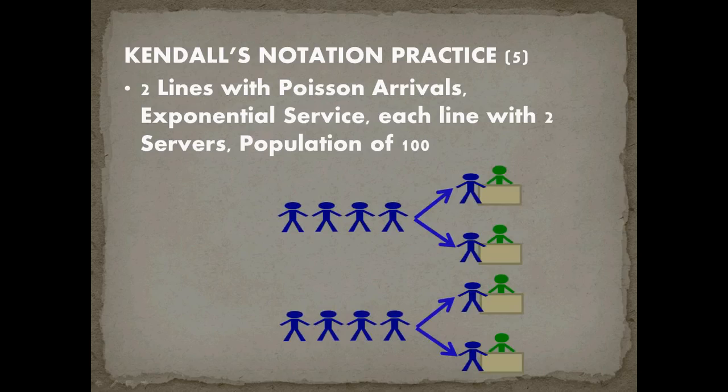So it looks like this. And how would we describe it in Kendall's notation? Well, it'd be 2 MM2s, infinity, and then 100. Since we have the 5th element, a limited population size, we also have to include the 4th element of Kendall's notation, which is saying our queue length is not restricted, so that infinity needs to be shown.